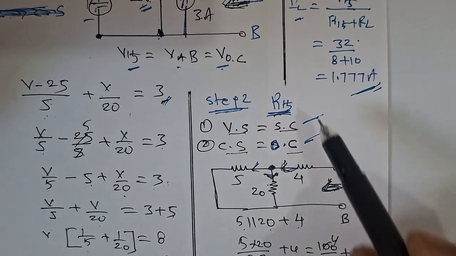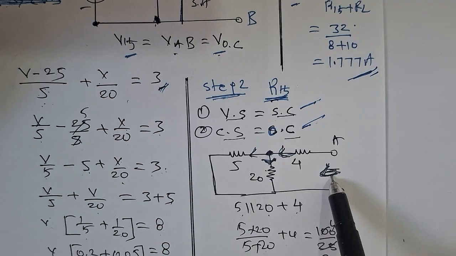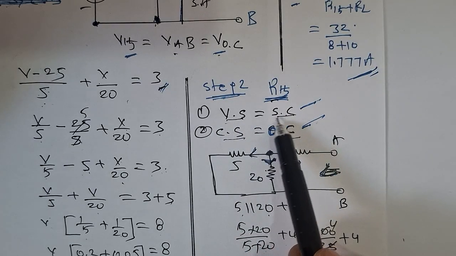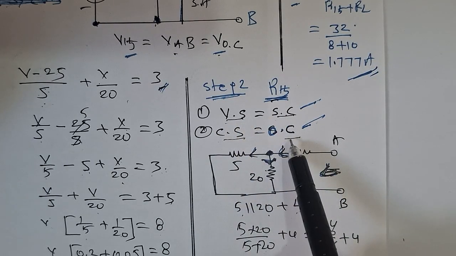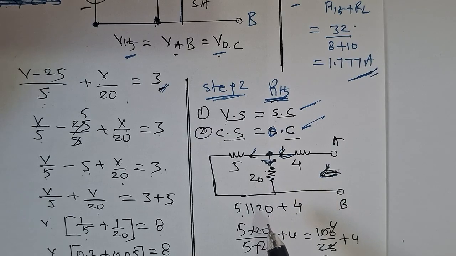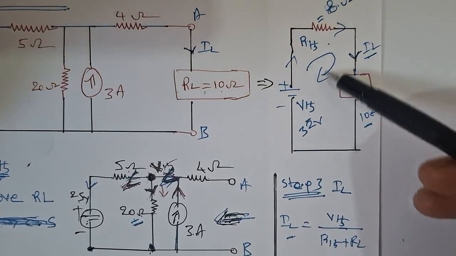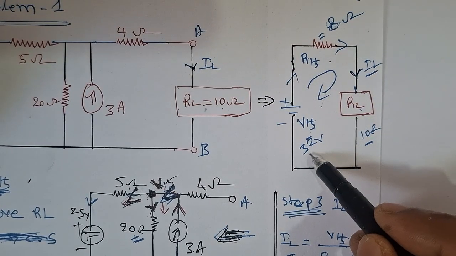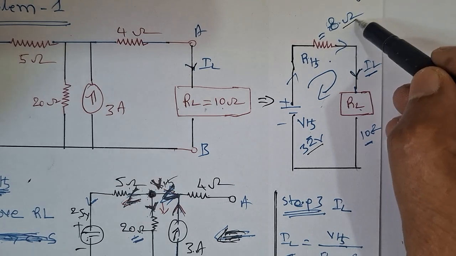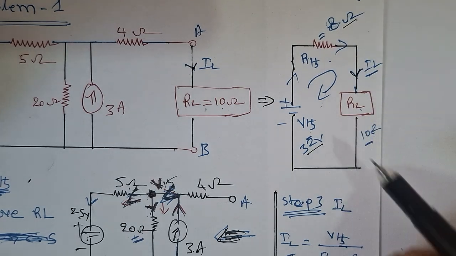This procedure is very important. Remove the load resistance. If you find any voltage source, short circuit it, and any current source you find, make it an open circuit. Now we have got RTH and VTH. This is the equivalent circuit diagram: VTH is 32 volts and RTH is 8 ohms, with RL connected as it is.